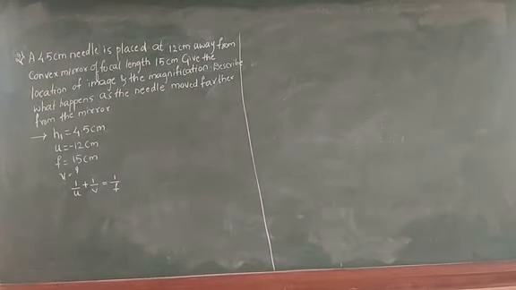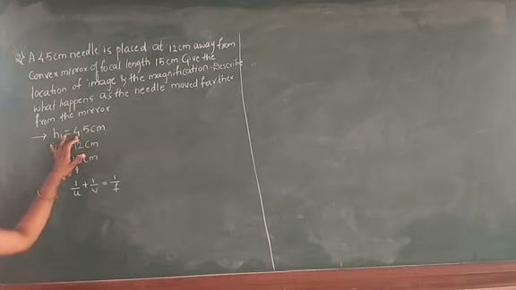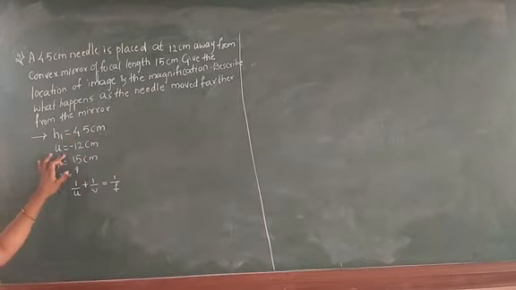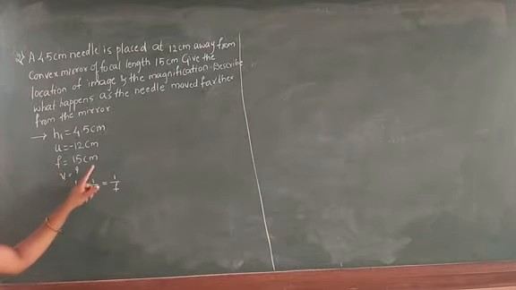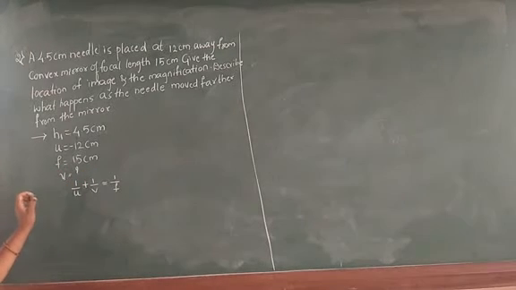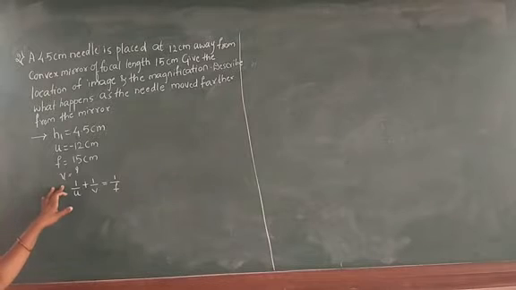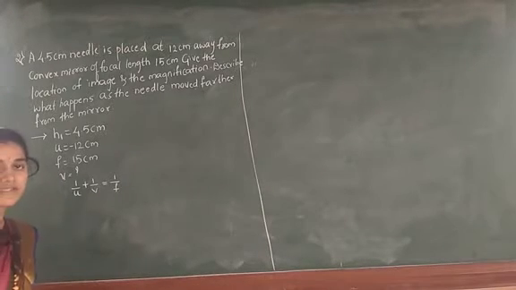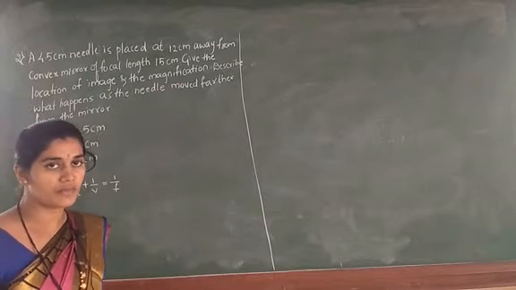The given terms are h1, the height, equal to 4.5 centimeter, u equal to minus 12 centimeter, and f equal to 15 centimeter. Here we have to find the image distance, v equal to question mark. To find the image distance we are using the mirror formula.